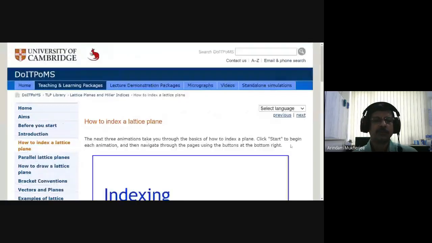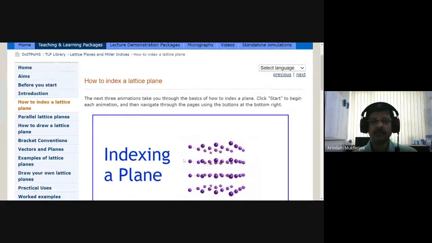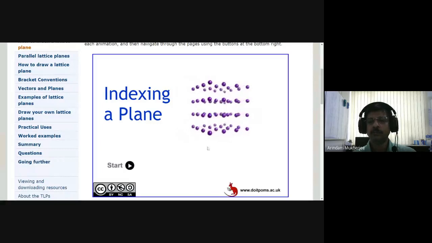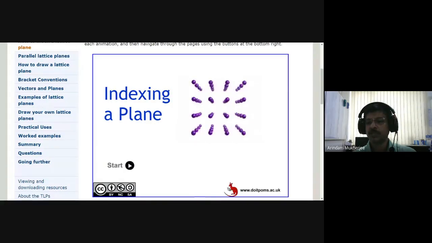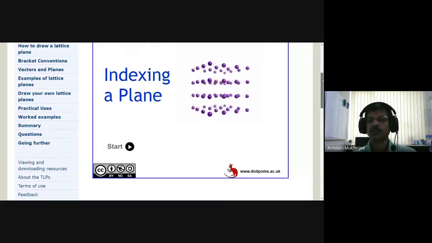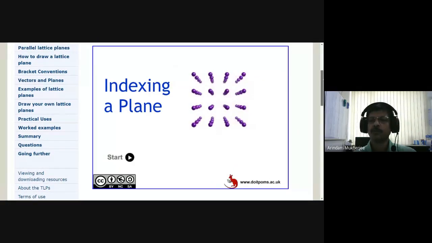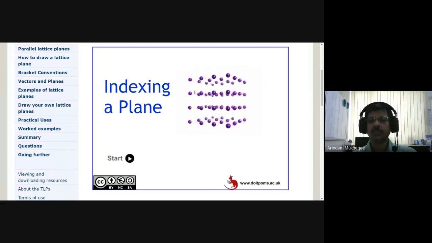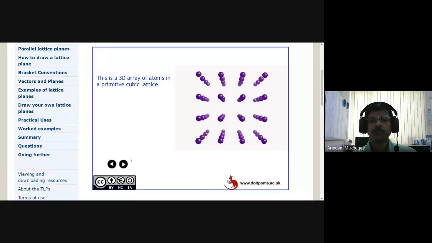Let's go to the index, how to index a lattice plane. For that, you need to know a lattice. You can see a lattice moving on the screen right here. This is a 3D lattice. This is a 3D array of atoms in a primitive cubic lattice.